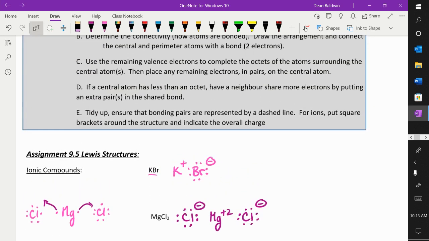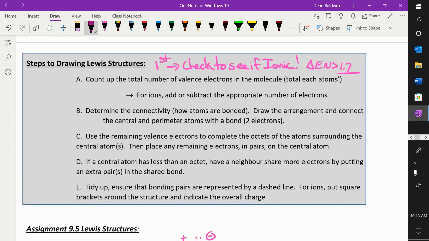If covalent, count up the total number of valence electrons in the molecule of each atom. That's your first step. If you have ions, add or subtract the ions. So if you have an anion, which is a negative charge, you're adding electrons to it. If it's a cation, which is positively charged, you subtract valence electrons. And we'll do a couple of examples of those tomorrow.